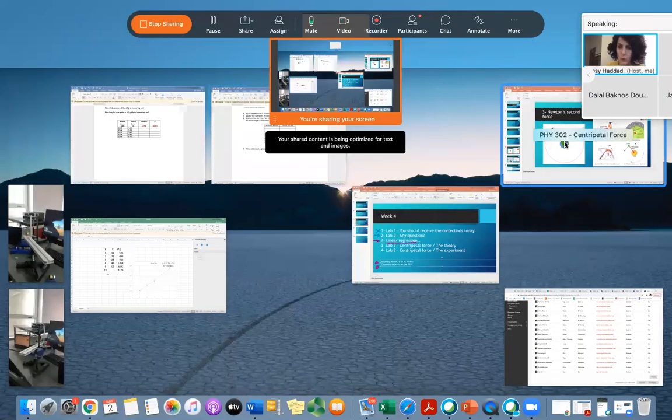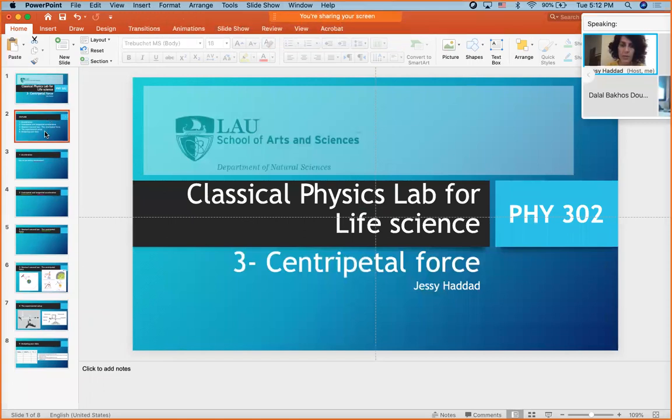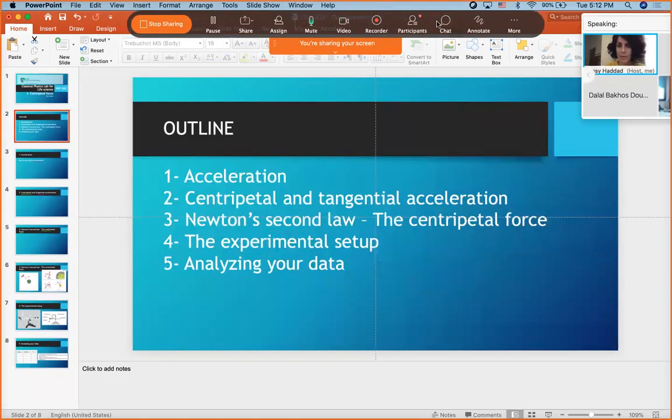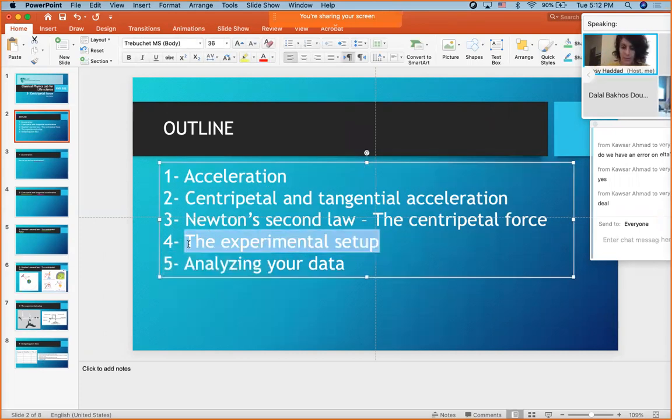Back to the presentation, our lab 3. Are you guys ready? So I'm gonna follow the same scheme, I mean an outline. That would be, what is the general definition of acceleration? And then, what's the difference between centripetal and tangential acceleration? This is grade 11 material. Then I'm gonna discuss Newton's second law to find the centripetal force. We discussed our experimental setup, and eventually analyzing your data, I mean what we need as data analysis for our lab.